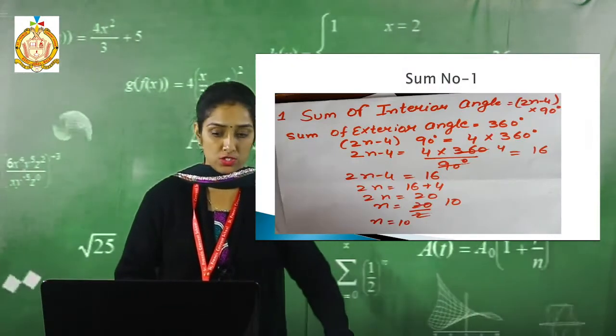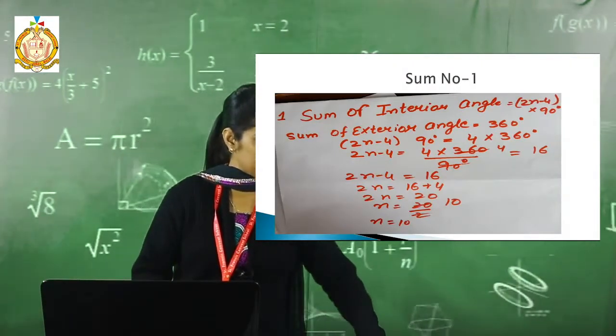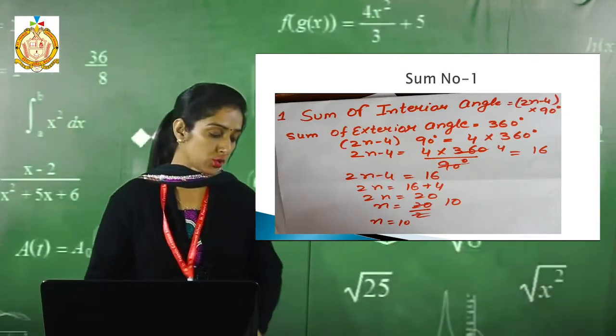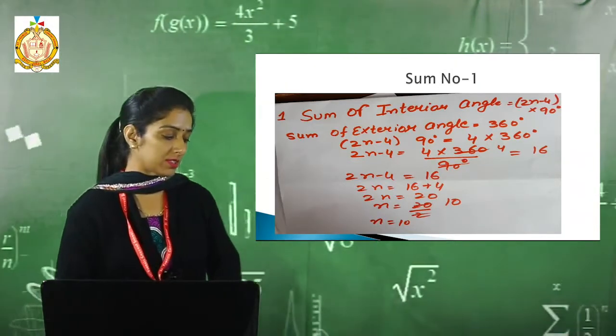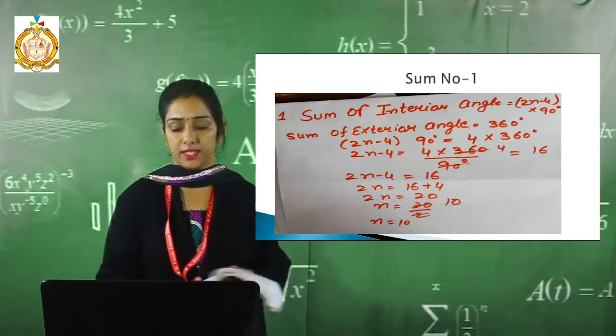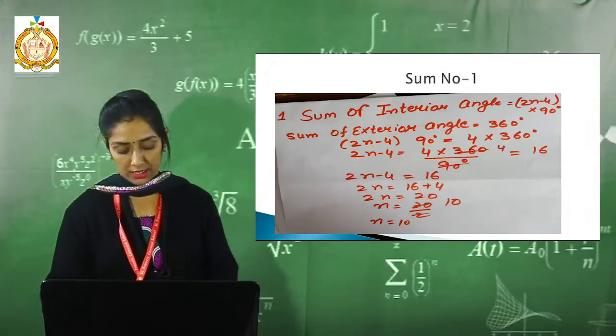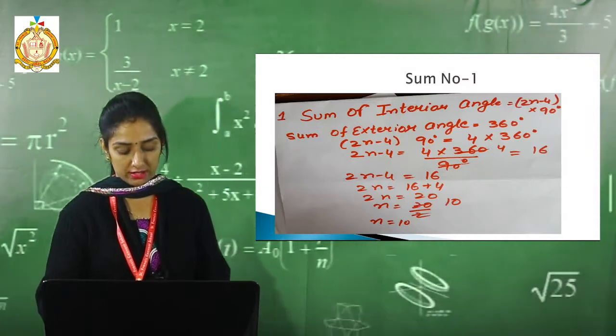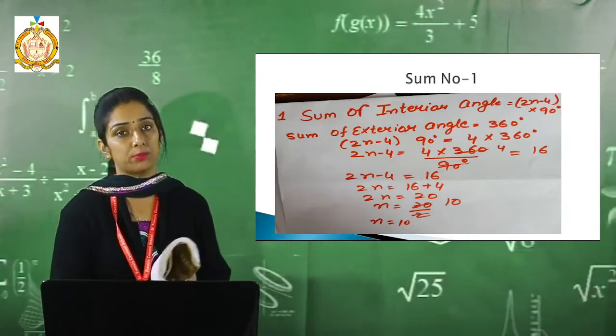See, there is the first question from your exercise, exercise 14a. So students, the statement of this question is: the sum of interior angles of a polygon is 4 times the sum of its exterior angles, find the number of sides in the polygon.